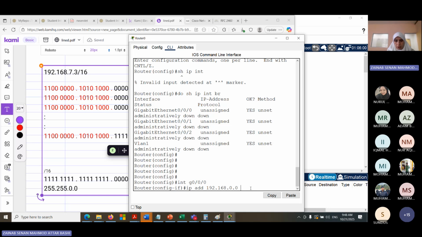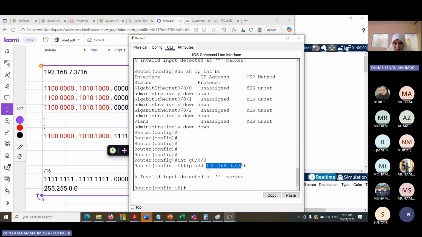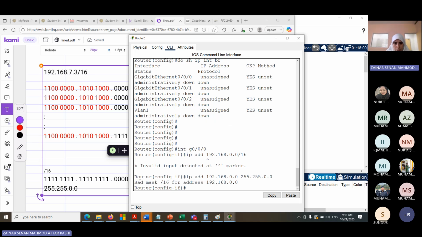I cannot write slash 16 here. If I try to do it, it will show something wrong is happening. It gives this small sign to show you that the router couldn't understand what you are talking about, meaning the IP address is wrong. With 255.255.0.0, see what you get: bad mask for address. It means that if you are using the address 192.168.0.0, you cannot use it inside the device.